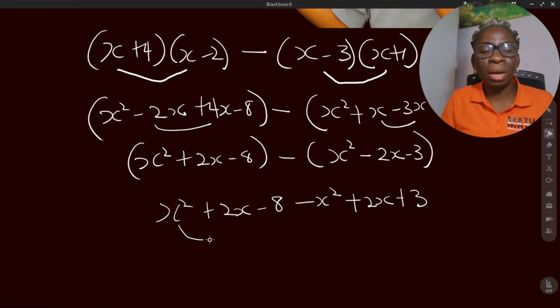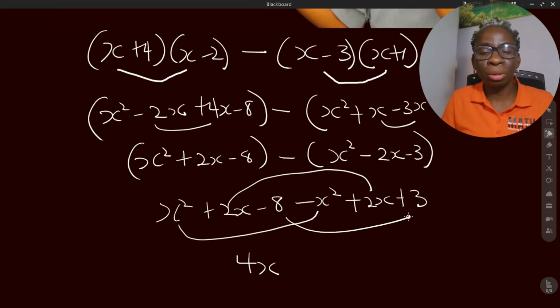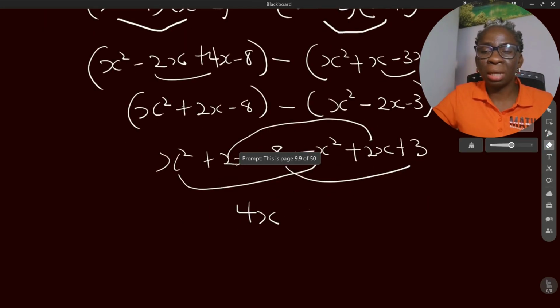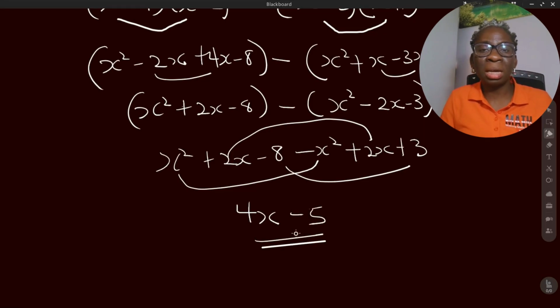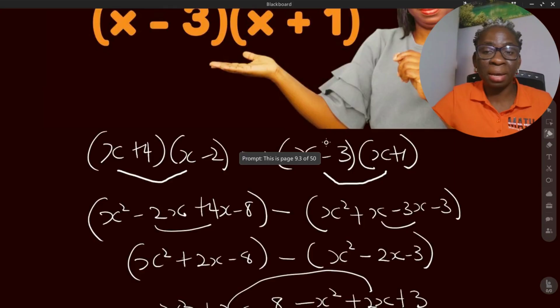Now, x squared minus x squared will give 0. 2x plus 2x will give 4x, and then minus 8 plus 3 will give minus 5, since the bigger number has the negative sign. So the answer is 4x minus 5 because there is nothing else to simplify here.